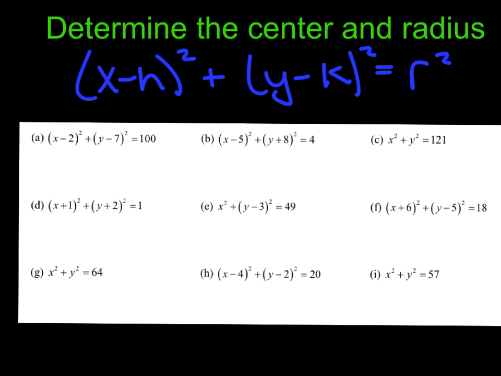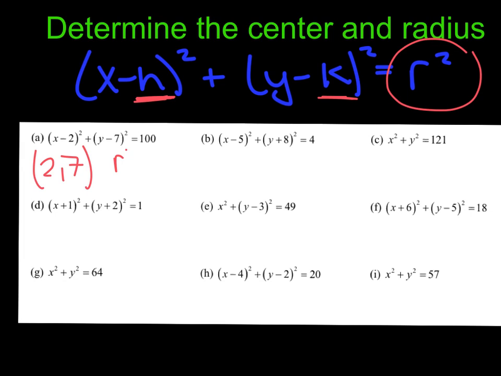Alright, so now we'll determine the center and the radius, given the equation. So I can't stress enough, it's (x - h)². There's my center point, but I take the opposite, and just keep saying to yourself, it's equal to radius squared. So like I said, the center is usually the easy part. So I'm going to say this center is (2, 7), and then I'm going to stop, and I'm going to say radius squared is 100. So what is the radius? Square root. Radius is 10.